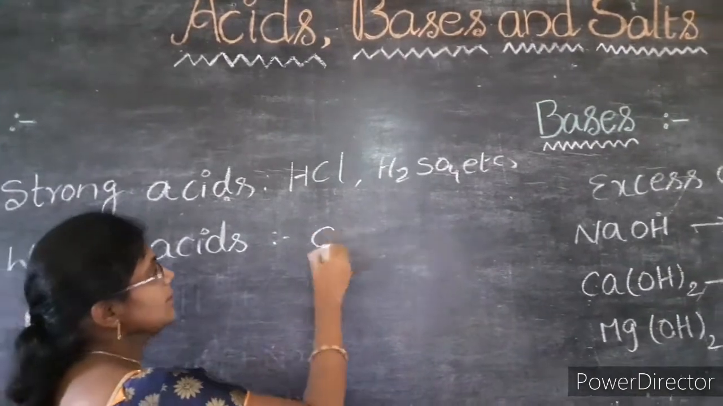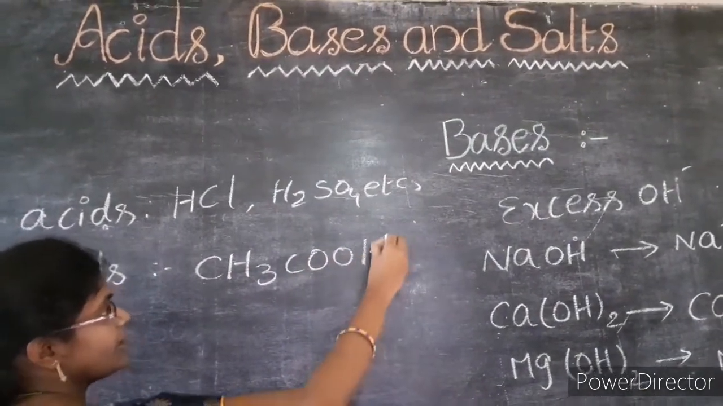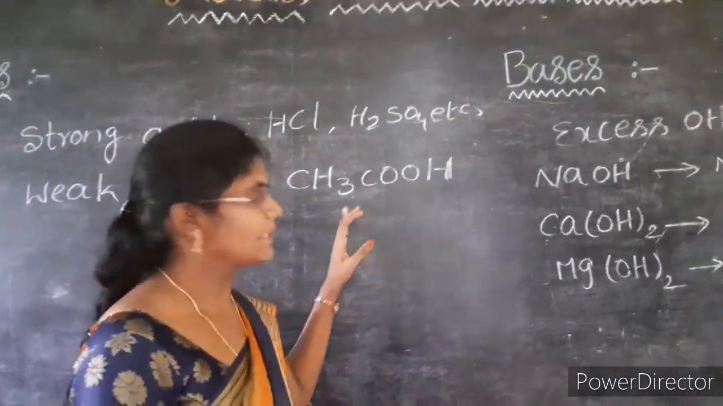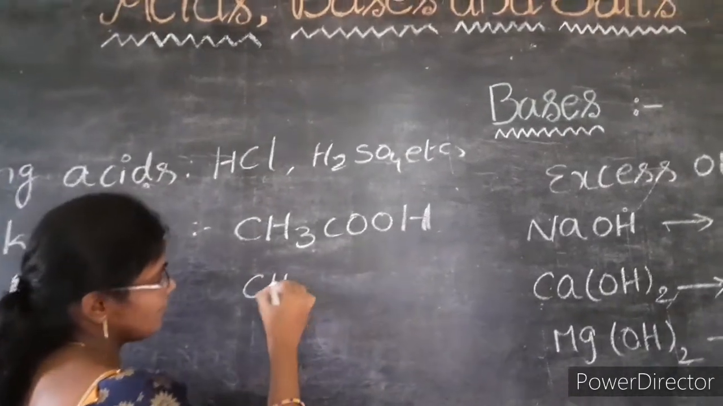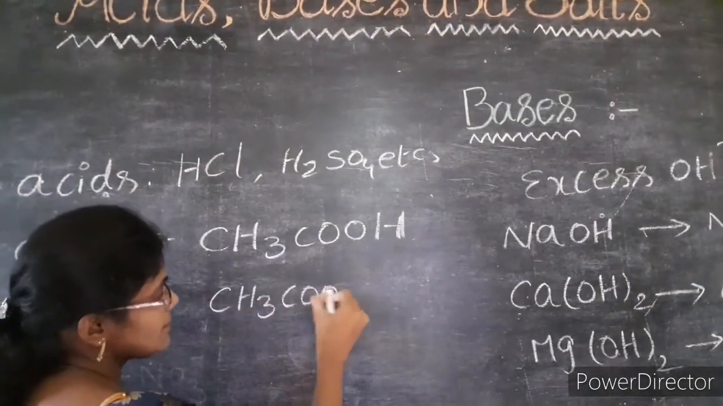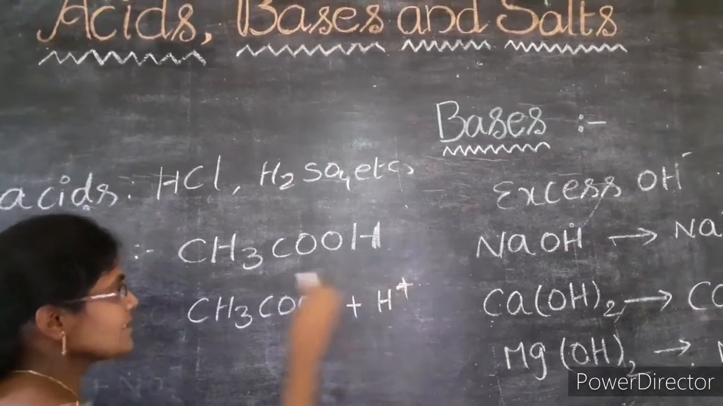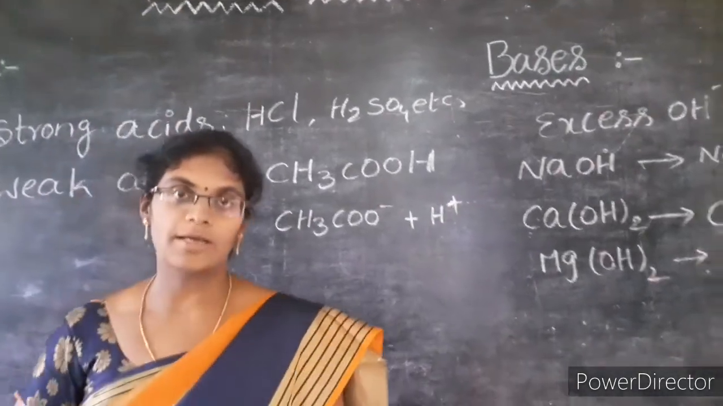For example, CH3COOH is called a weak acid. When it reacts with water, it releases only CH3COO- plus H+. It releases only a few hydrogen ions into the water.